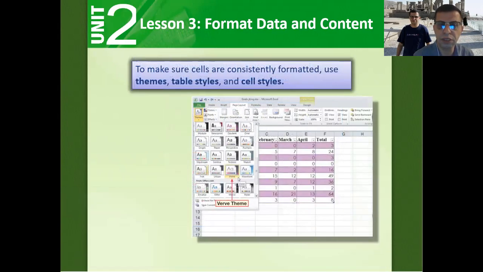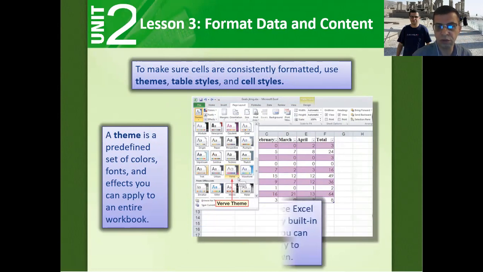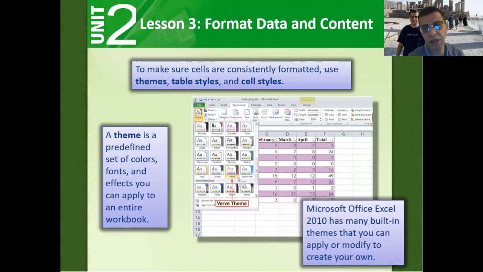Now, to make sure the cells are consistently formatted, use the theme, table style and cell style, as you see here. The theme has lots of options so you can see how it looks. A theme is a predefined set of colors, fonts, and effects. You can apply it to the entire workbook too. Microsoft Excel has many built-in themes that you can apply or modify to create your own.